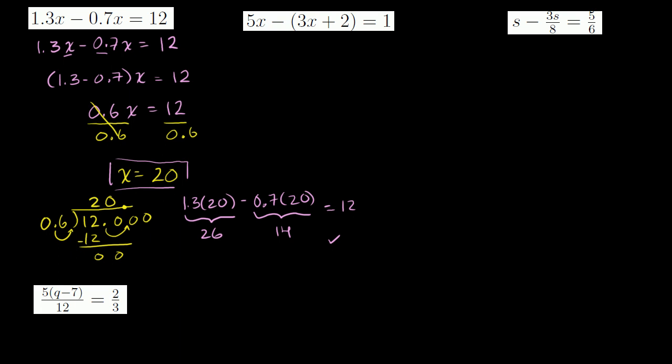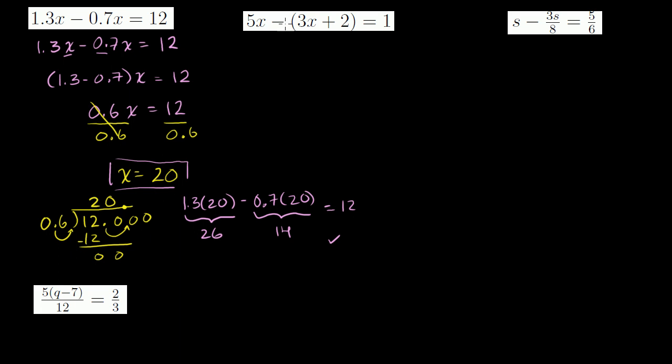Let's do this one right here: 5x minus 3x plus 2 is equal to 1. This looks very complicated. And whenever something looks daunting, just do steps that look like they're simplifying the equation. And over time, as long as you do legitimate steps, you should be able to make some progress.